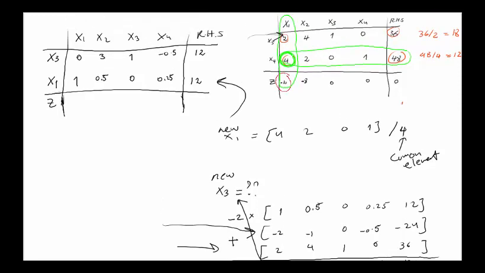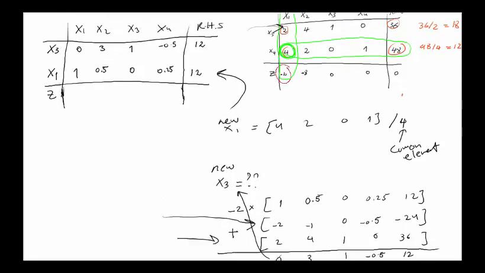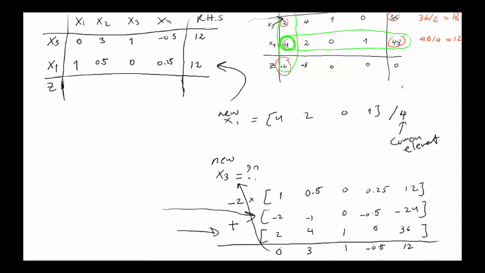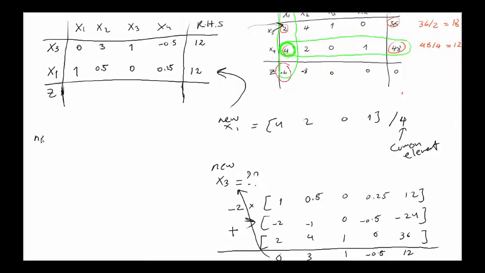Same idea for the z row. So the new z row will be the previous z row, take the element in the same column of the common variable, which is 10, take it in the opposite sign, which is positive 10, times the new x1, and add the result with the previous z, and the answer will be new z. I hope you understand. Maybe this is the complicated part of this linear programming simplex method.